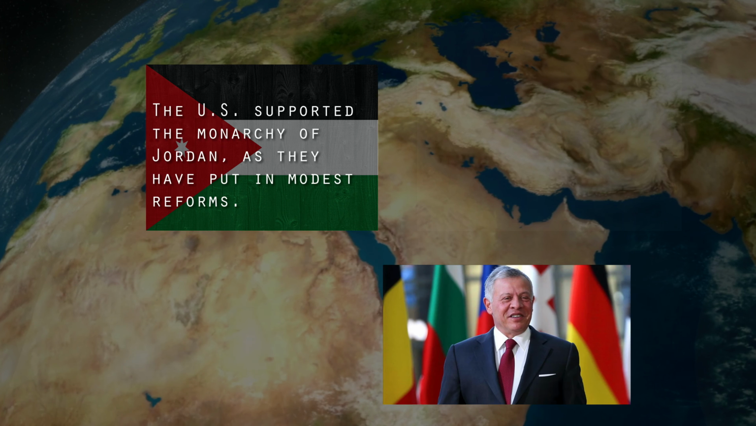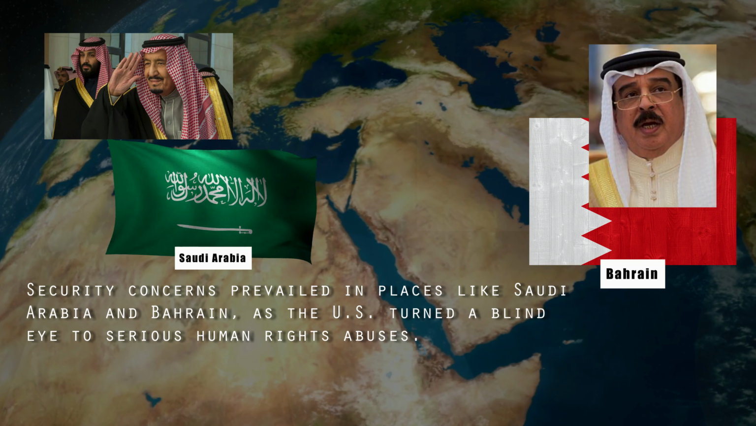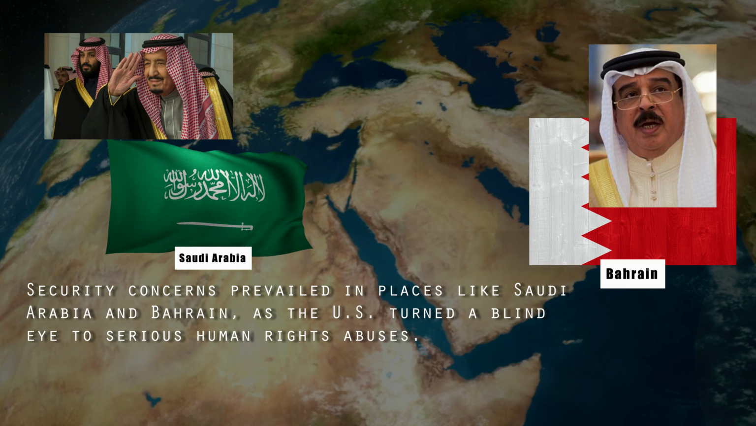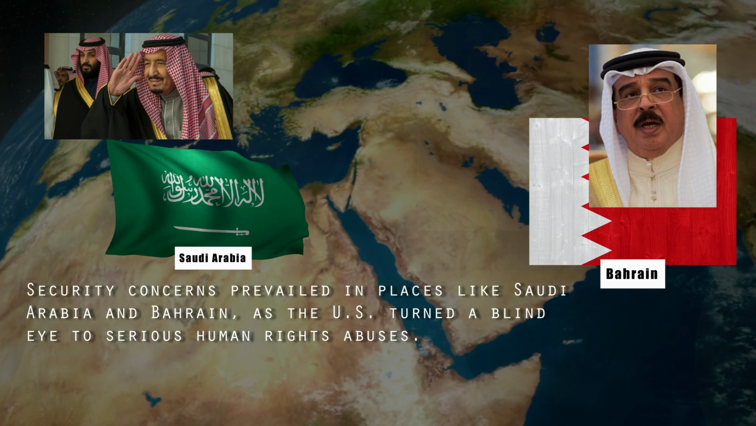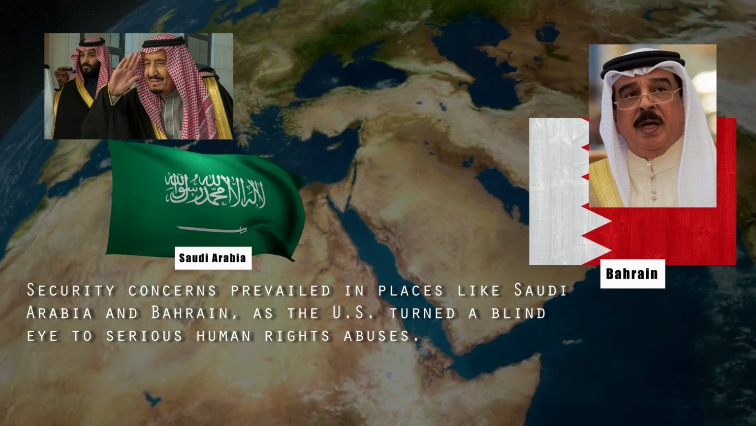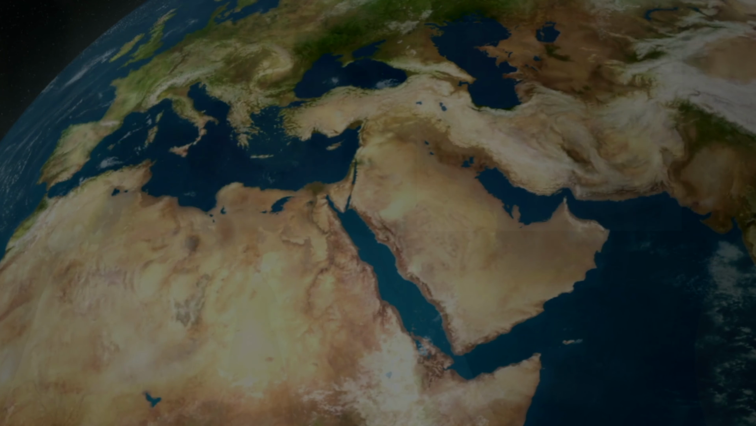Still, in other places like Jordan, the U.S. has supported reform policies put in place by their autocratic allies. These provide some political reforms while maintaining the current ruling structure. And in still other places, security concerns have prevailed over thoughts of freedom and democracy, and the U.S. has continued to support autocratic regimes in Bahrain and Saudi Arabia, despite the violent and often bloody repression of nascent democratic movements.